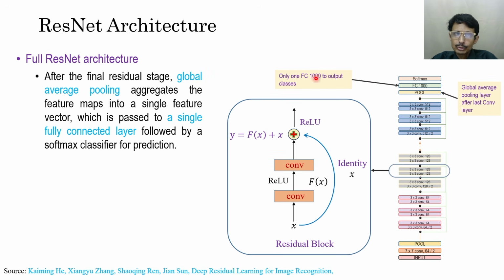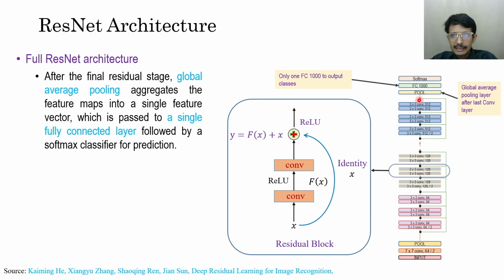After that, when the full ResNet architecture is completing, there is another important thing: the final residual stage and the global average pooling, which aggregates the feature maps into a single feature vector. After the last convolution layer, the global average pooling aggregates the feature maps into a single feature vector, which is passed to a single fully connected layer. This single fully connected layer has 1000 outputs, because it's the ImageNet challenge, followed by a softmax classifier for prediction.